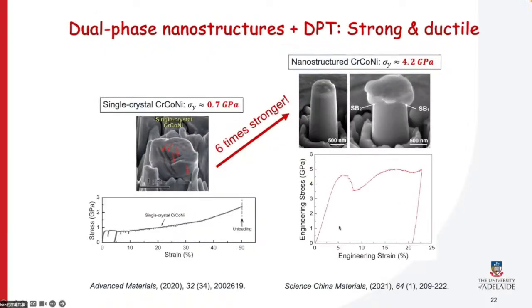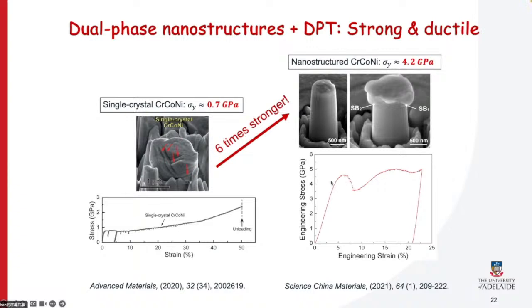So as a result of the hierarchical microstructure and also the dual phase, the chromium cobalt nickel alloy coating that we have developed shows excellent strength ductility synergy. The mechanical performance was characterized by in situ micropillar compression test. As we can see, an ultra high strength of 4.2 gigapascal was achieved.